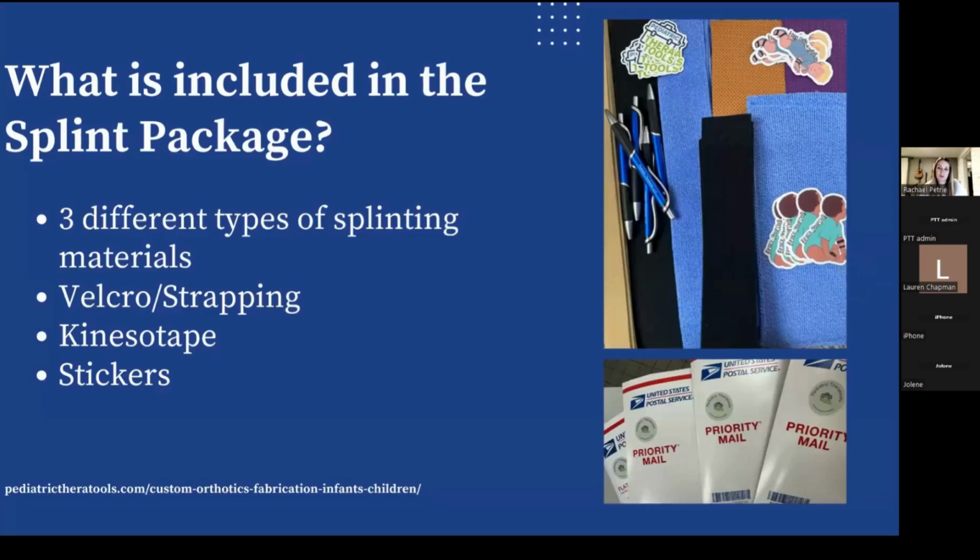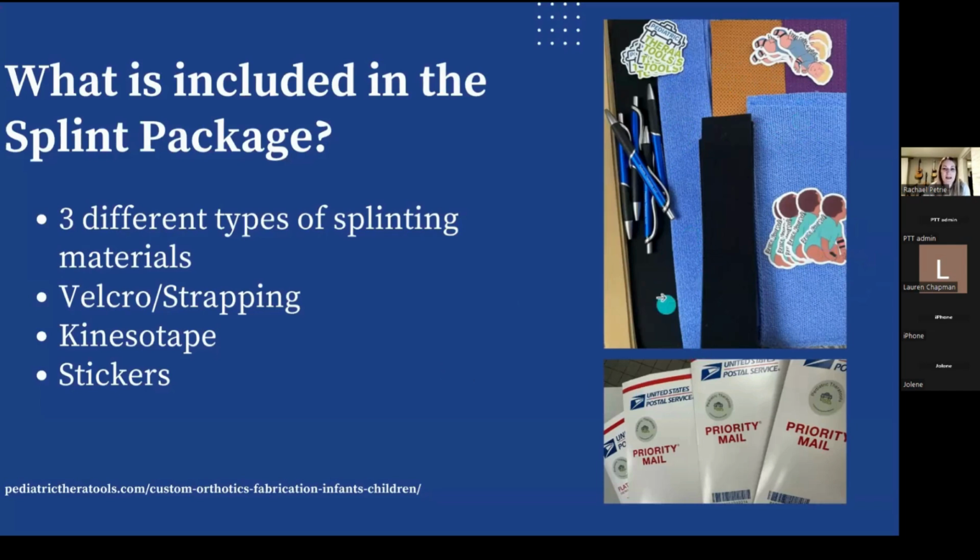So if you do choose the splint option, the splint package, it's $485. I always like to try to tell people quickly what's included in that package. So this is an actual picture of what you get. There's 3 different types of splinting material in there. This one here is the OrthiCast. This is the OrthiCast More. You've got a couple different options of the Orthi colors. You'll get Velcro and straps and kinesio tape, and I always throw a few cute little stickers in there for you.